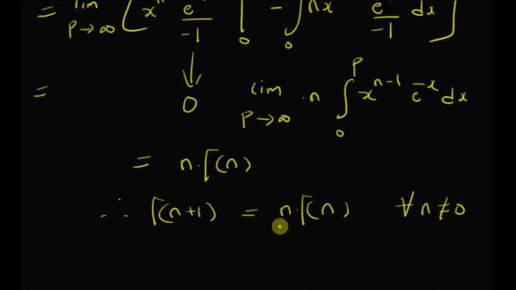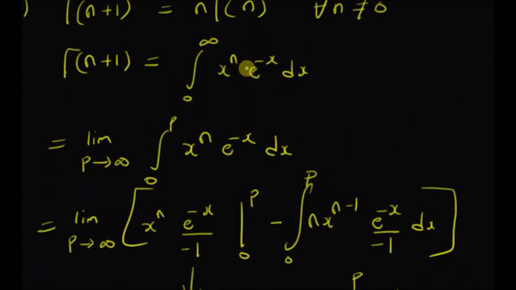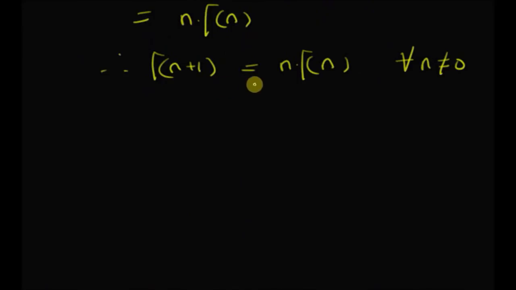And this relation is not valid for n equal to 0, because from the definition of the gamma function, for n equal to 0, the value of the gamma function will be equal to 1, as we will verify shortly. But by using this formula, gamma of n plus 1 is equal to n into gamma of n, it will give a value of 0, which is not true. So this property is only correct for n not equal to 0.